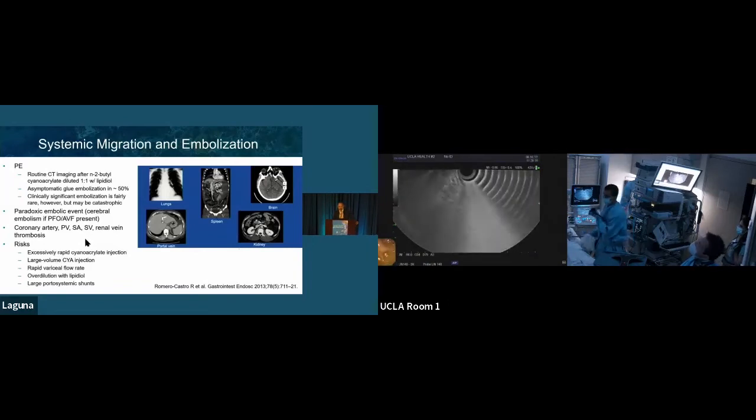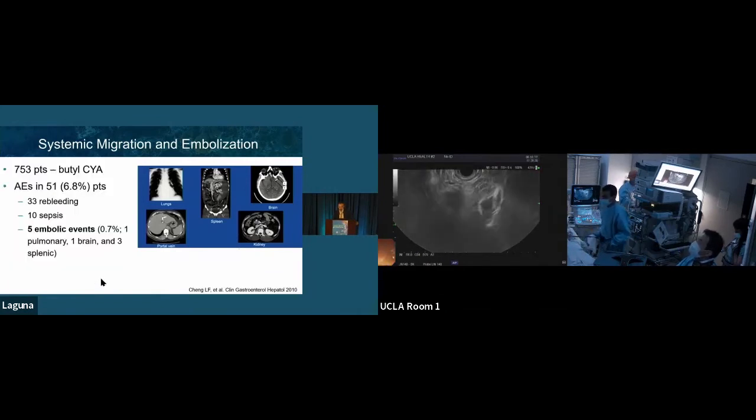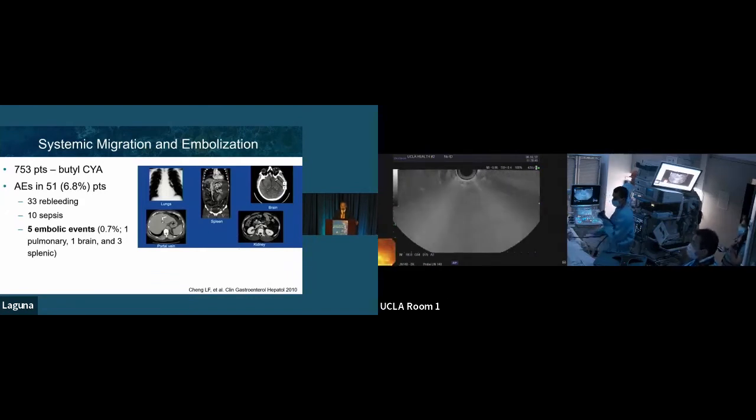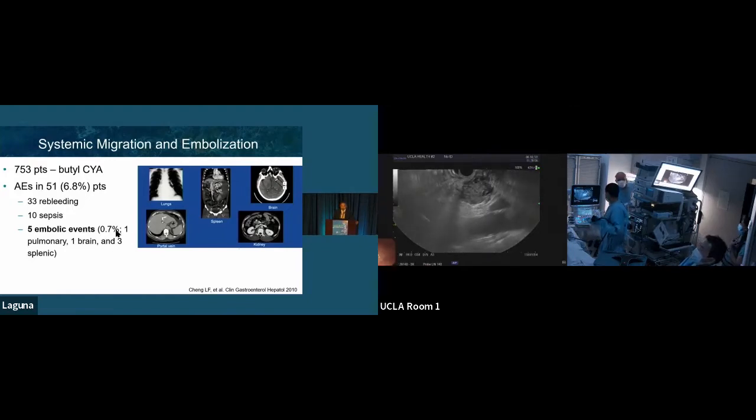The main risk factors for embolization are shooting it in too quickly or shooting a large volume in, so generally we're doing 1 to 2 cc aliquots at a time and monitoring for adequate hemostasis. Other risks are a high flow rate within the varix, using lipiodol, as I mentioned, or large shunts. The largest study to date looking specifically at embolization included 753 patients getting butyl cyanoacrylate injection. They saw adverse events in 7% of patients, but only 5 embolic events: 1 pulmonary, 1 to the brain, and 3 to the spleen. So overall, the rate of clinically significant embolic events is low with cyanoacrylate injection.